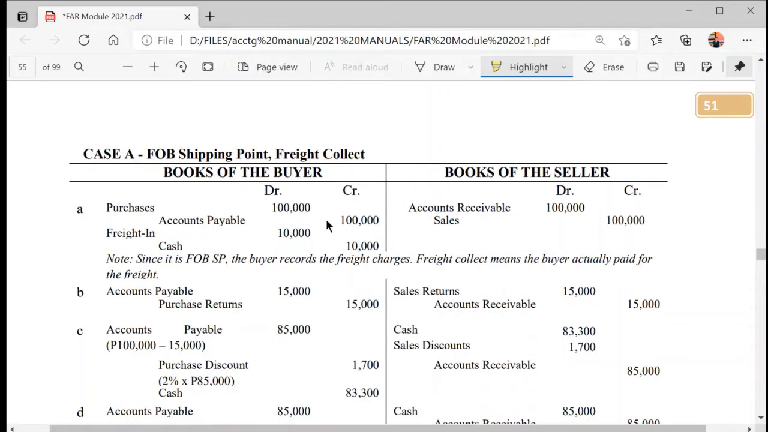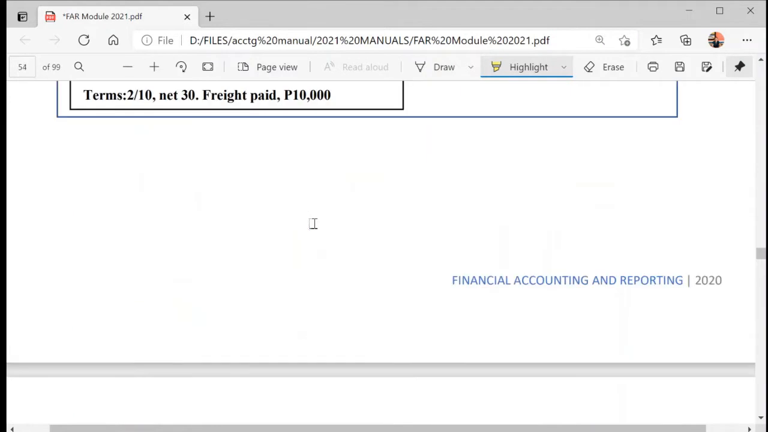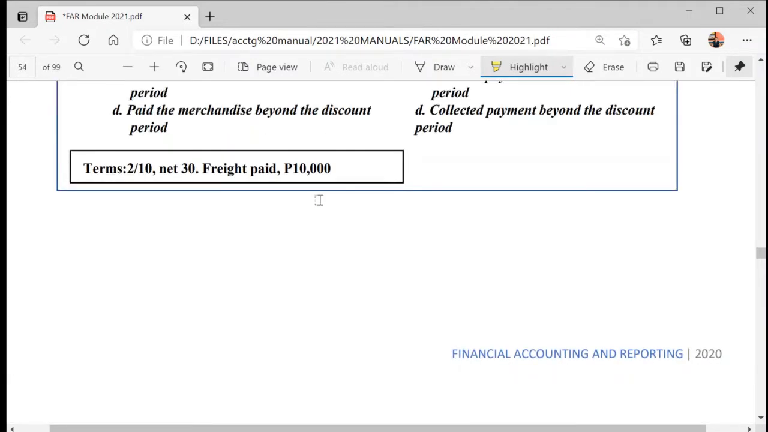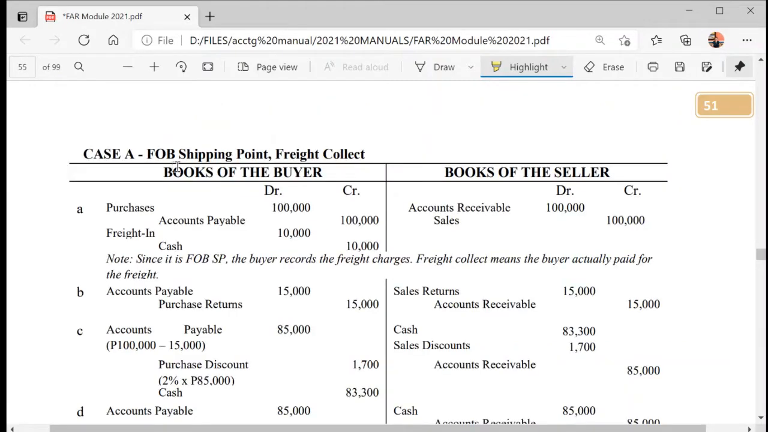So the purchases made by the buyer, that's purchases 100,000 and credit accounts payable. And accordingly, we have the freight paid here, which is 10,000. So since this is a shipping point, the buyer is the owner of the goods while in transit. Therefore, the buyer should be the one to record the freight charge. That's why there's a freight in and credit cash. On the side of the seller, we will just simply record the sale.